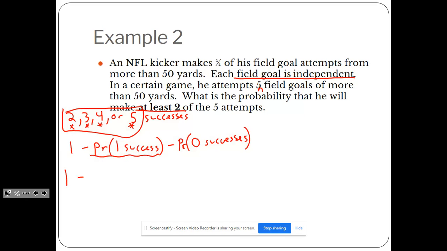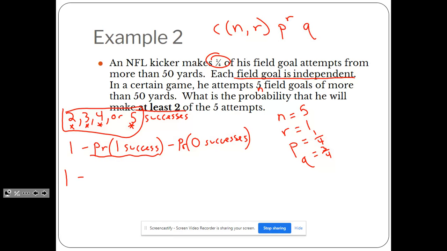So for 1 success, let's just label what we have. So N is 5, R is, in this case for 1 success, would be 1. P, probability of making it, is given here, 1/4. Q is also the probability of missing. What's left? 3/4. Either make it or you miss it. Again, the formula is right up here. All right. So let's just go ahead and do that. So combination N choose R. So that's 5 choose 1 for 1 success.